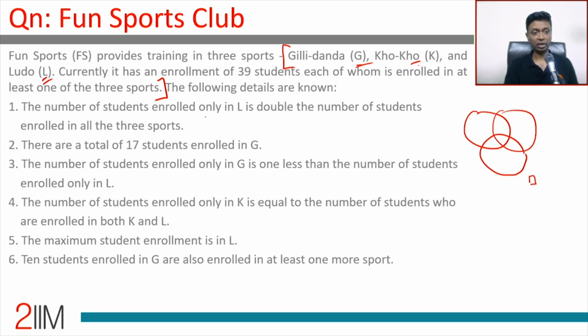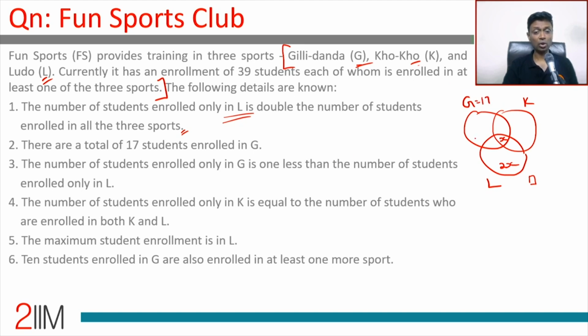The following details are known. The number of students enrolled only in L is double the number of students enrolled in all the 3 sports. Wonderful. So this reconfirms set theory. So if you say this is G, this is K, this is L, the total is 39. If this were X, this would be 2X. The total of 17 students in G.